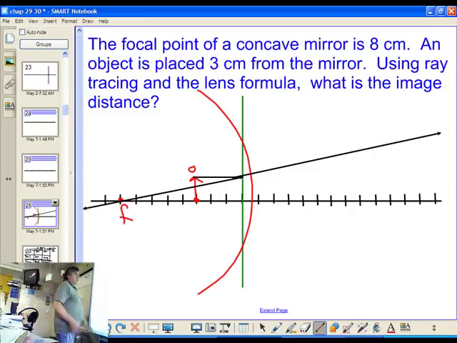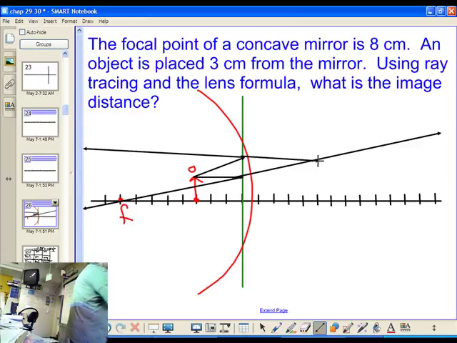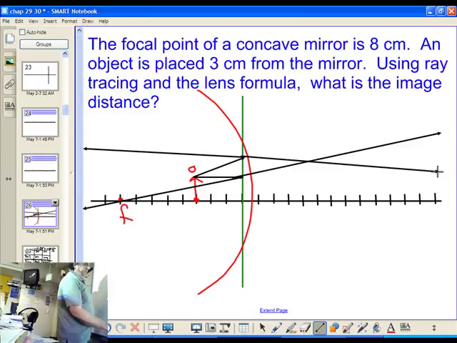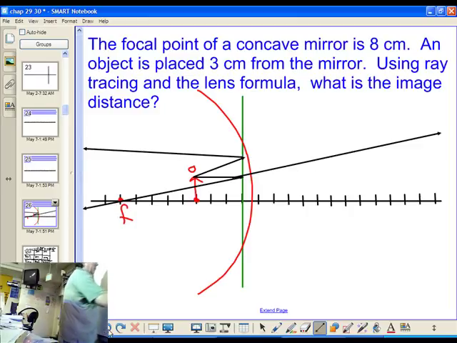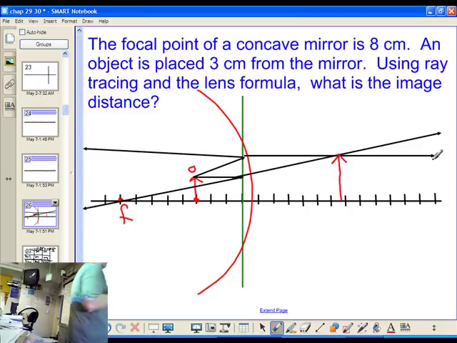Oh, wait, that is a concave. It is a concave mirror. I drew a convex. So it comes out, but it comes out parallel. So it's going to go in like that. So there's my image. And notice my image is erect, which it should be. It's virtual, and it got bigger. So at least I'm in the right ballpark.